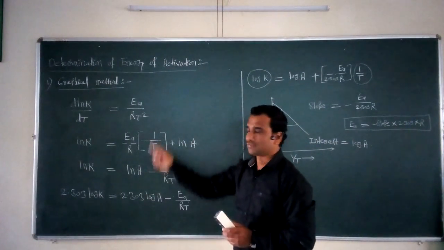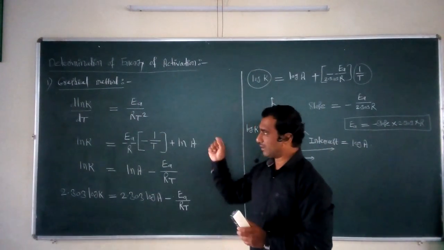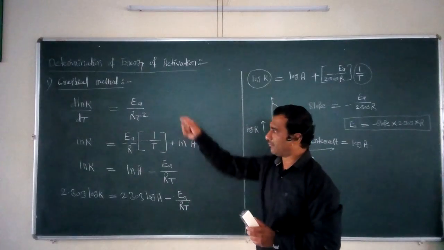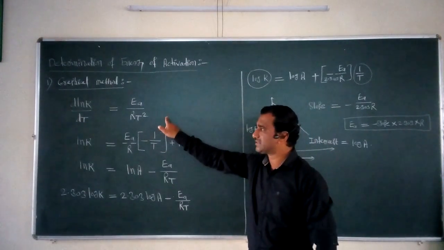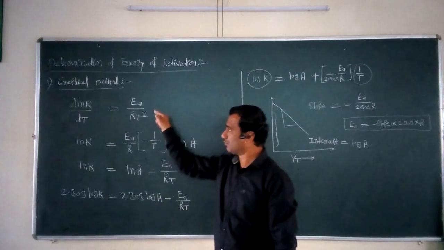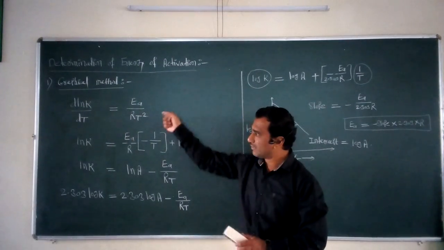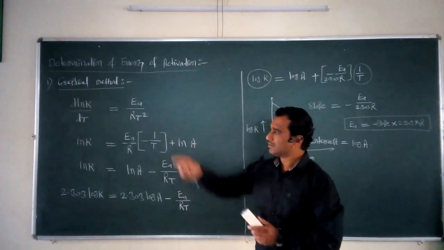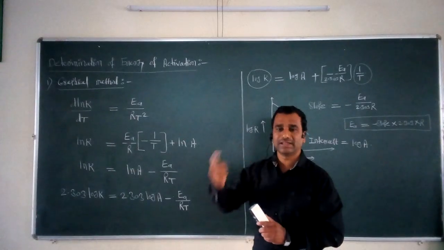This method is called the graphical method. So what do you have to consider in this graphical method? First of all, we have to consider the differential form of the Arrhenius equation, that is, d ln k upon dT is equal to E upon RT square. Once we take this differential form, this equation is converted into the next form of equation.